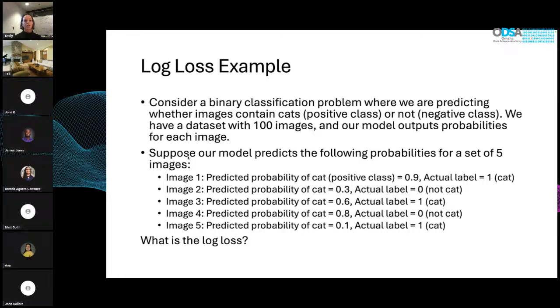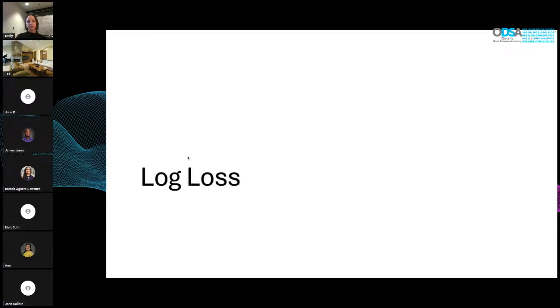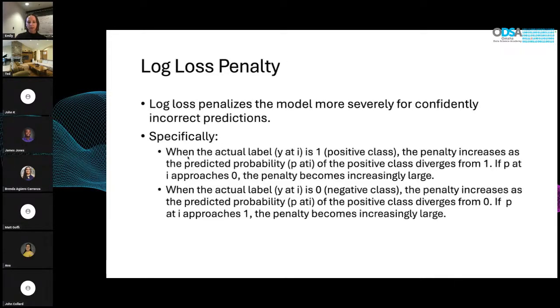So for each of these images, calculate the log loss for each one, sum those together, and then divide by 5. This will take a minute. I'll leave it on this slide, but you may have to open the slide deck so you can jump back to the formula. I'll show it here real quick.